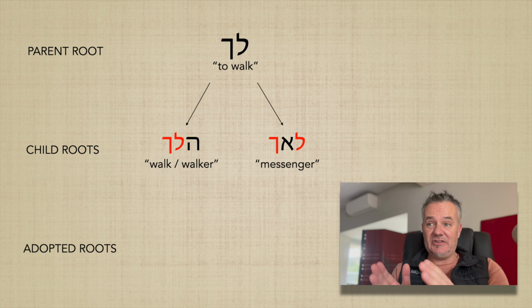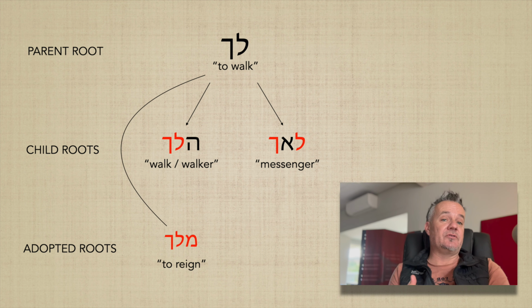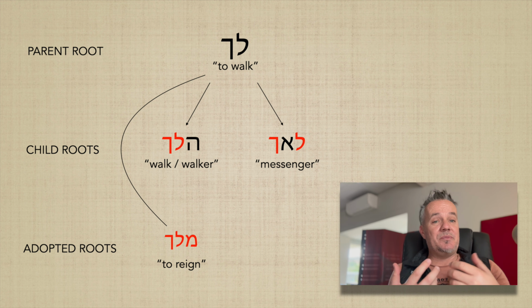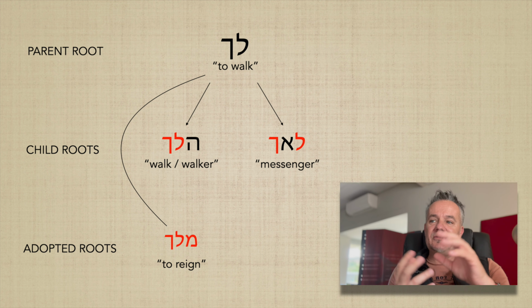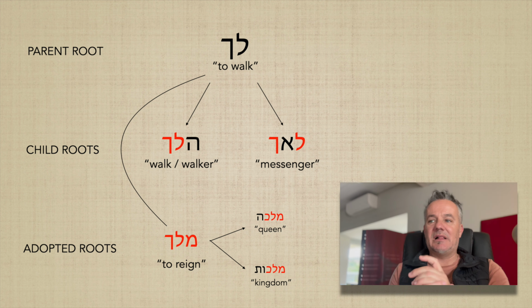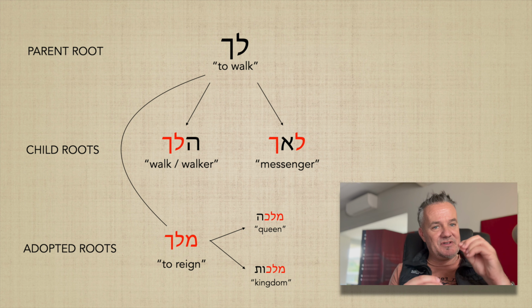LAKH, message, and another word would be HALAKH, which means a walker, or to walk. An adopted root that comes straight from the word LAKH is the word malach, and that's the verb which means to rule or to reign or to be a king. And then from the adopted root we get a number of words. For example, the word malcha, which is a queen, the word malkut, which is kingdom. Everything can be traced back to that two-letter parent root, LAKH.